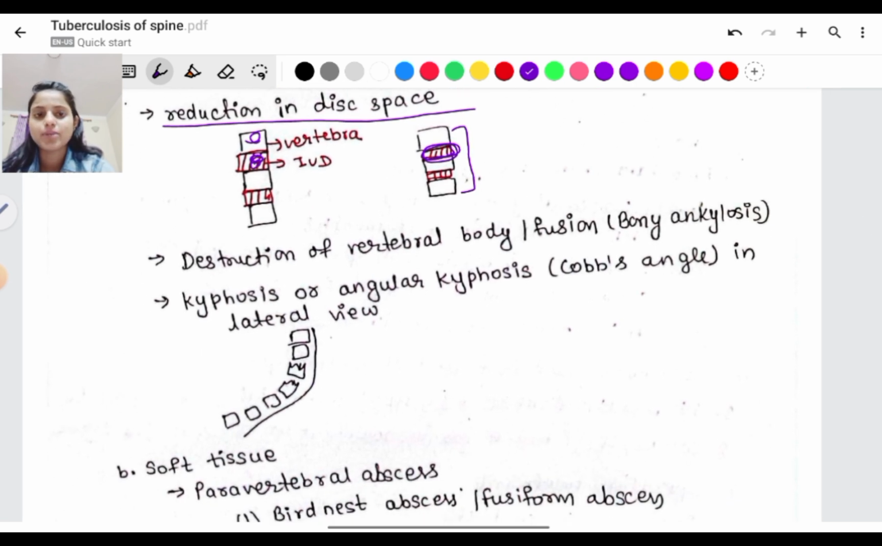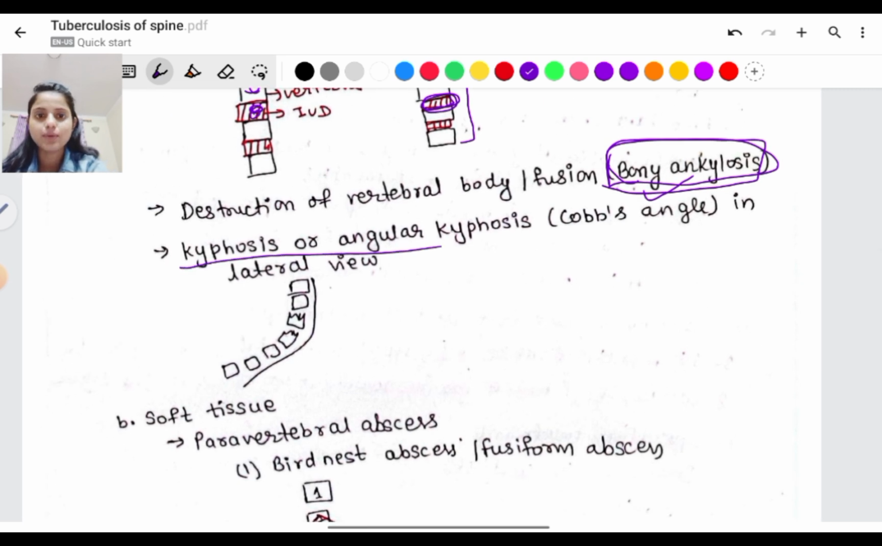Destruction of the vertebral body and fusion. Bony ankylosis will be seen, because after healing, tuberculosis of the spine shows bony ankylosis. Kyphosis or angular kyphosis, Cobb's angle in lateral view. In lateral view, there will be formation of the angle. This is a late feature.